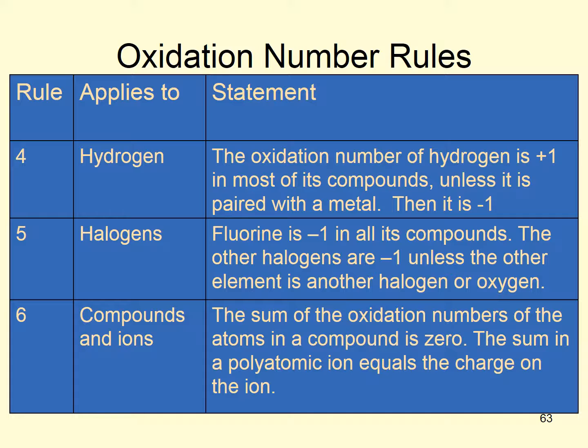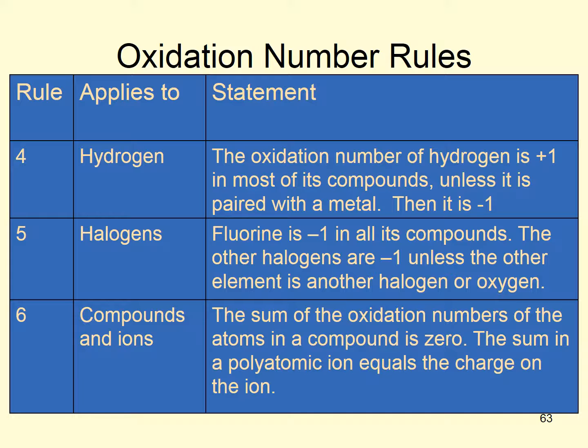All right, rule 4, hydrogen. If hydrogen is in a compound, it is almost always a +1 oxidation number, unless it is paired with a metal. So if it's written second and it's paired with a metal, usually the metal is written first. And hydrogen, if it's written second, then hydrogen will be a -1. But most of the time it's a +1.